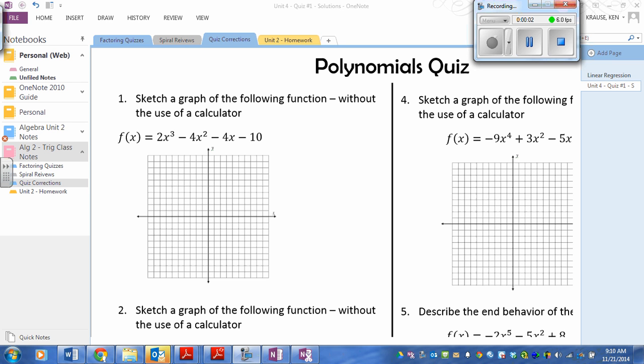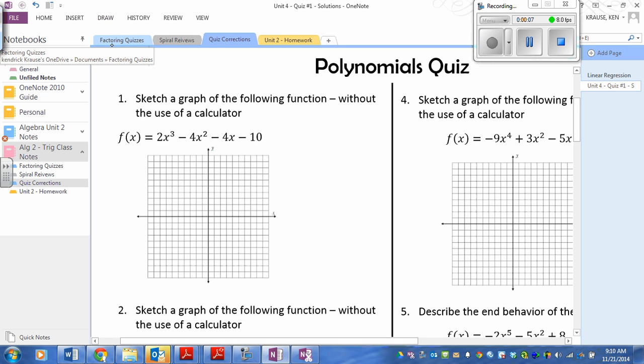All right, here's the Unit 4 quiz number 1 solutions. And I hope that this helps you so you can do a requiz.